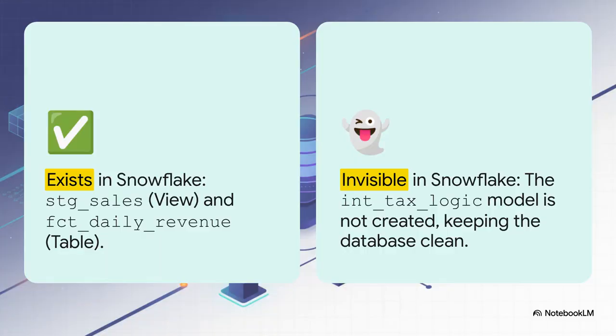Pretty smart, huh? And right here, this is the real payoff. This is the aha moment. If you were to log into your Snowflake account right now, you'd find our STG sales view and you'd find the FCT daily revenue table. But you would search all day and you would never find int tax logic. Why? Because it doesn't exist as a database object, which is exactly what we wanted. Clean, efficient, and super organized.